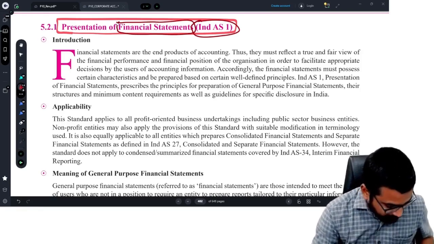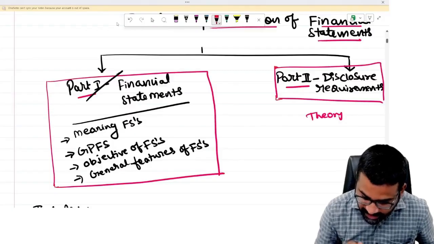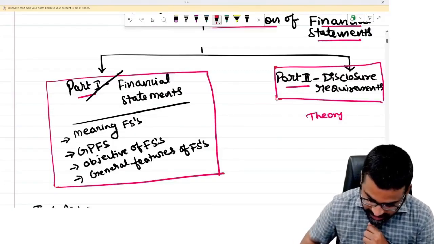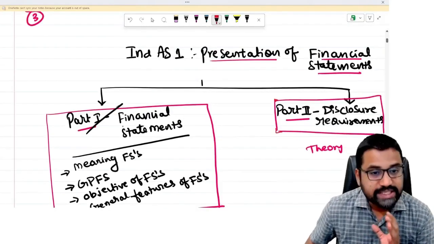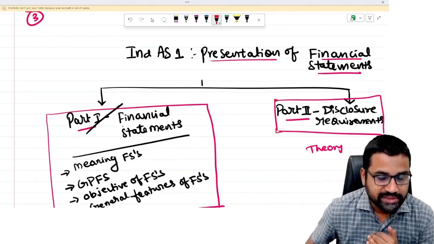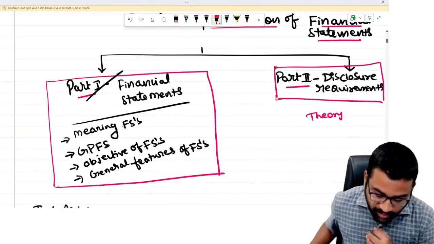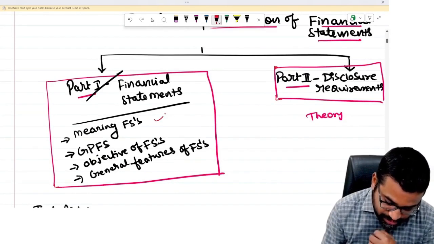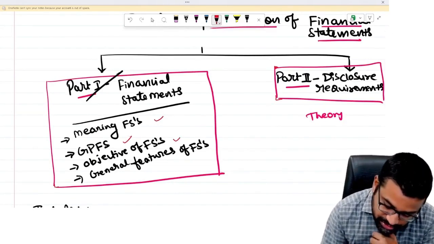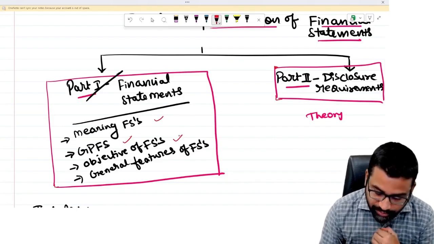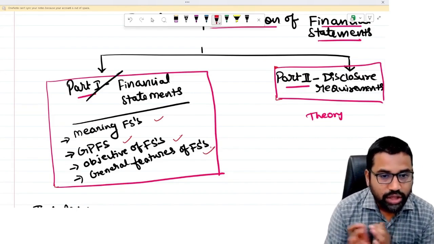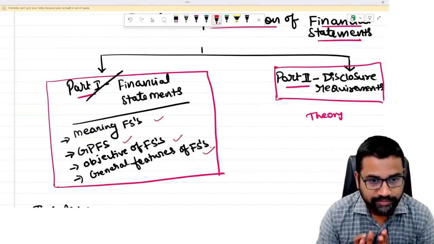Basically this standard can be divided into two parts. The first part is about financial statements: what is the meaning of financial statements, what are general purpose financial statements, the objectives of financial statements, and the general features of financial statements. All these things are there in part 1.